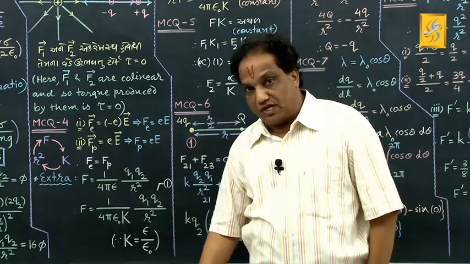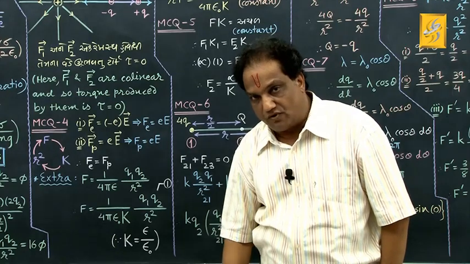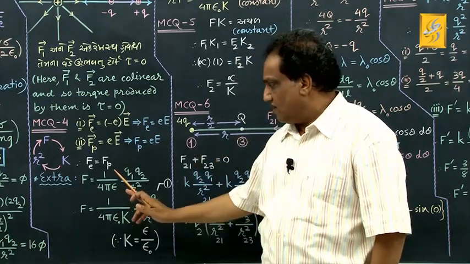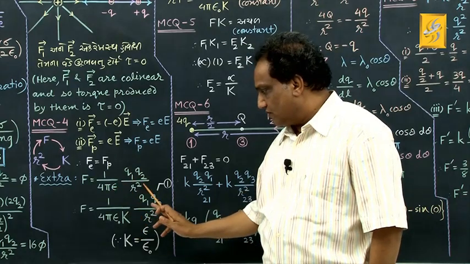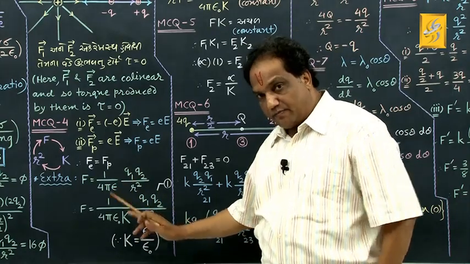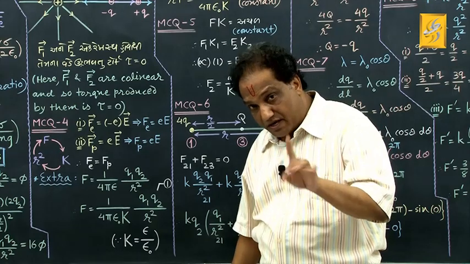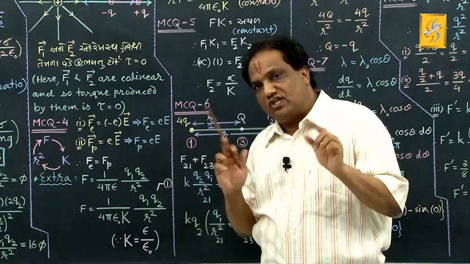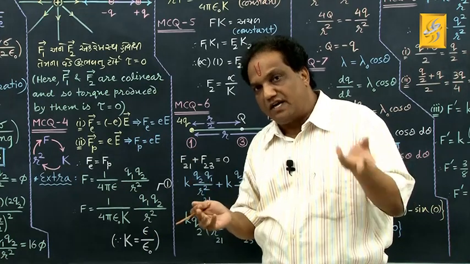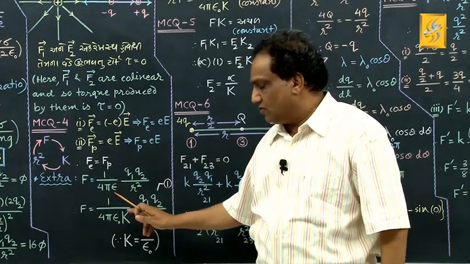The general formula for Coulombian force for any medium you can write this way: 1 upon 4 pi epsilon, Q1 Q2 upon R square, where epsilon is the permittivity of the given medium. If it is vacuum, you may write epsilon 0 here. If it is any other medium, then its permittivity epsilon you must write over here.